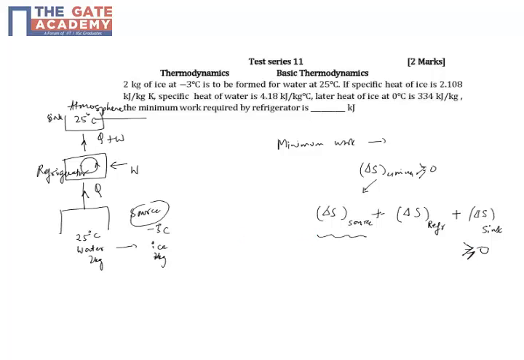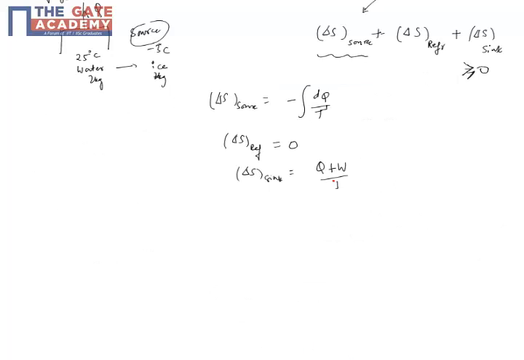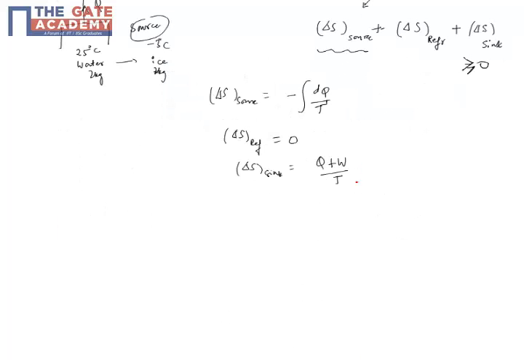Because some heat has been removed, and remember that the temperature is changing here, the entropy of the source is negative, as the temperature is decreased and some amount of heat is removed. This is the formula for finding the entropy decrease. For the refrigerator, because it's reversible, the entropy change is 0. And for the sink, the temperature is constant, but the amount of heat added is Q plus W, as you can see from the figure. So all together, if I substitute: the integral of dQ by T is the entropy change of the water, plus (Q plus W) by T is equal to 0.